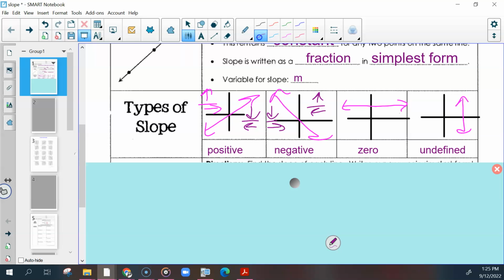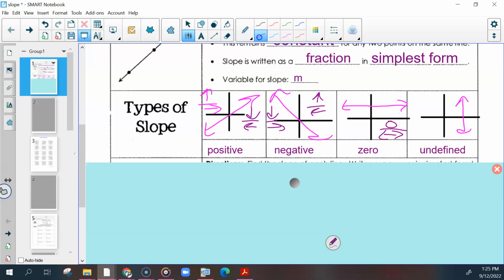For the 0, we're not going up and down at all. So we can say that's some 0. And then we are moving left and right. But 0 divided by anything is what? 0. So that's always going to be 0, no matter what.